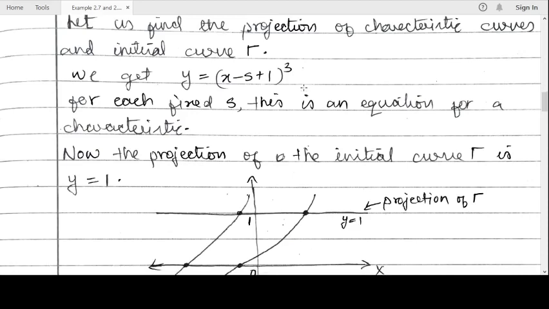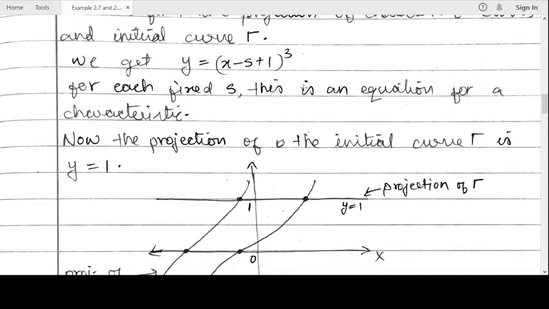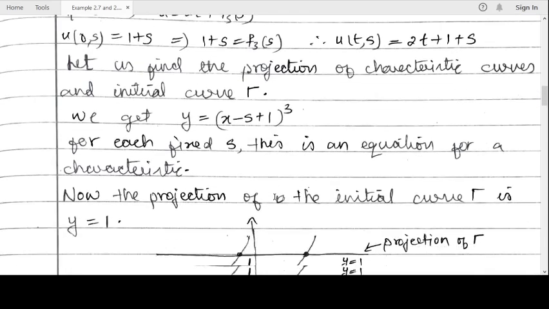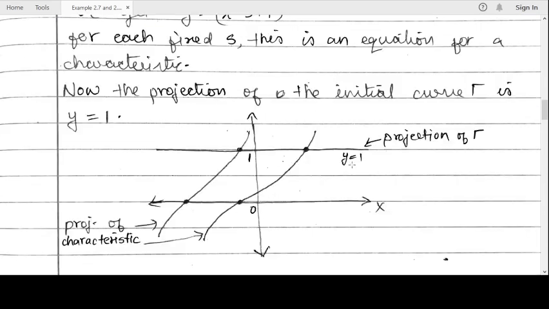Now the projection of the initial curve gamma. What is the initial curve gamma? We see that the initial curve is x equal to s, y equal to 1. So x can take any value, y takes the value only 1. So it is the line y equal to 1. This is the projection of the initial curve gamma.